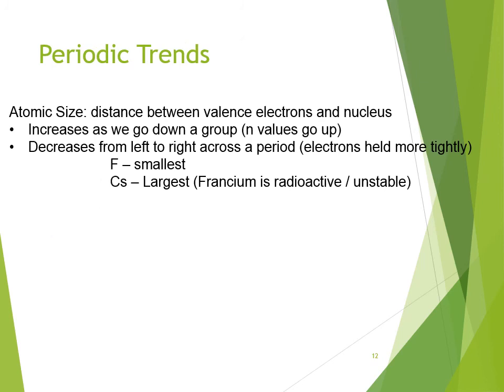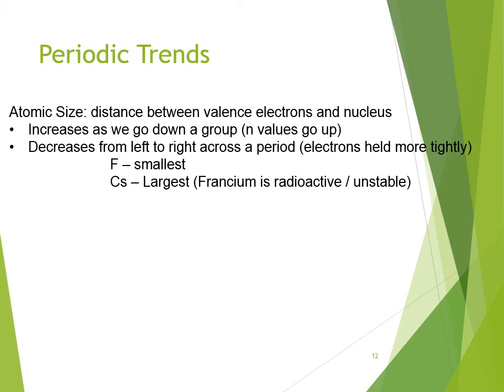The last topic we are going to talk about are periodic trends. Atomic size is the periodic trend we're going to focus on most in this chapter. Atomic size is the size of the atom itself, hence the name, but the reason that atomic size changes is because the distance between valence electrons and the nucleus change. In this trend, what we're going to see is it increases as we go down a group. And the reason for this is because the n values are going up. And those n values, remember, are rings around the atom. So the more rings we have around the atom, the larger the atom's going to get.